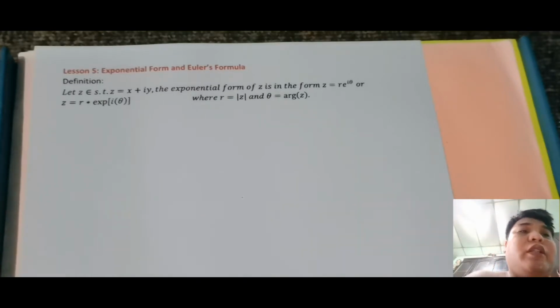Okay guys, so let's start na tayo dito sa complex analysis, yung lesson 5. So the exponential form and the Euler's formula. In this topic, mag-focus tayo sa Euler's identity, Euler's formula, tapos yung Moivre's theorem, yung use ng Moivre's theorem natin. Okay, so let's have definition.